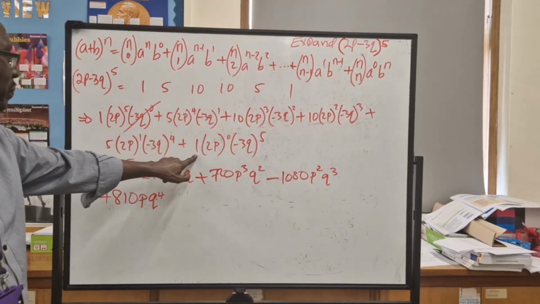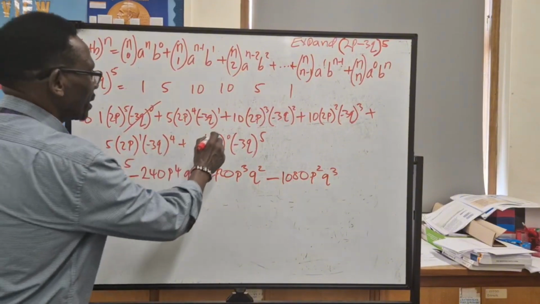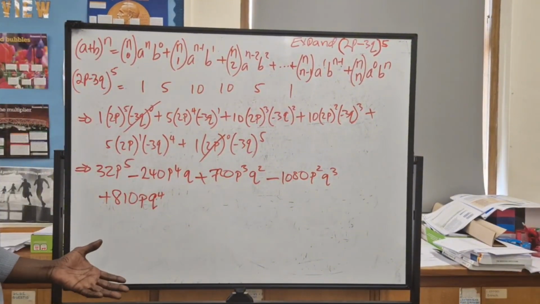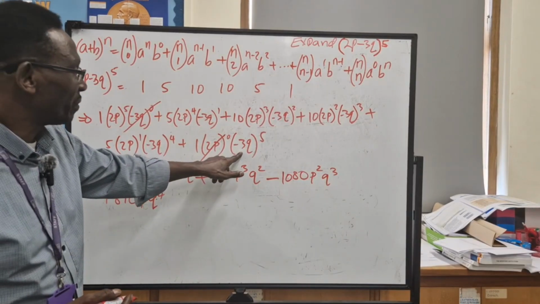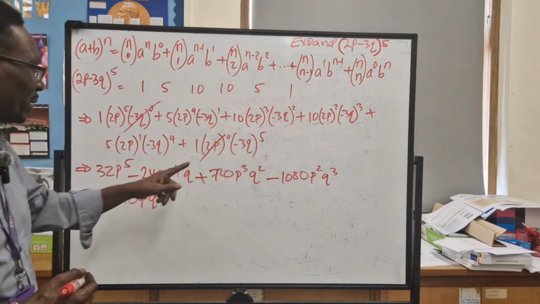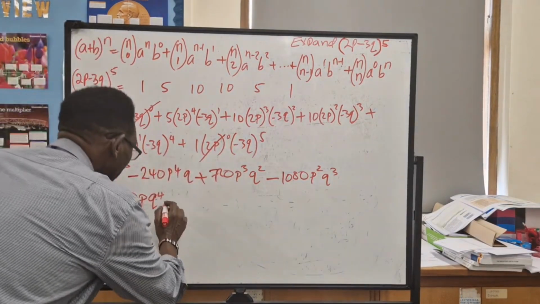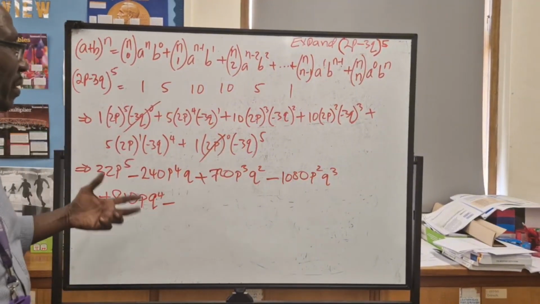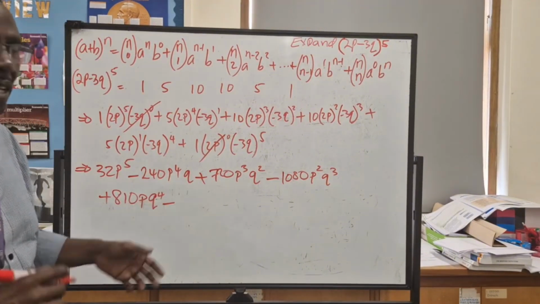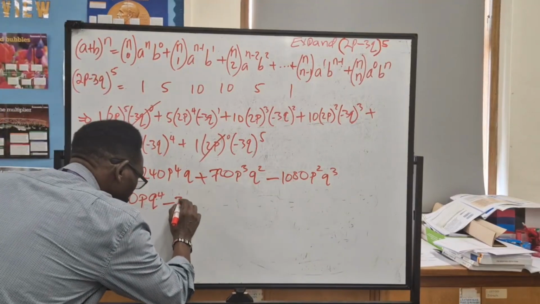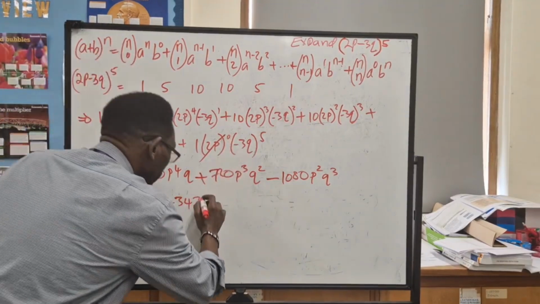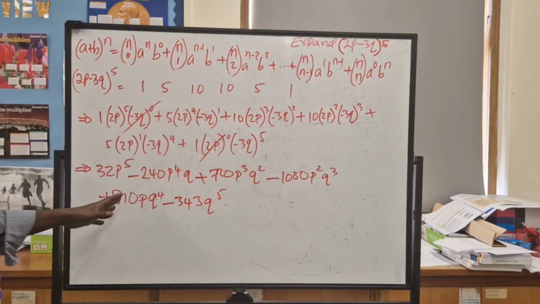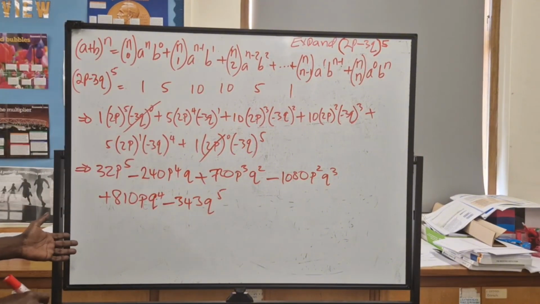And let's do the last one. The last one here, p will disappear. It's just 1, since a value raised to the power 0 is 1. We've got negative 3, and that would be negative because it's raised to an odd power. Negative 3 to the power 5 is 243, so minus 243 q to the power 5. I think we've done the expression.